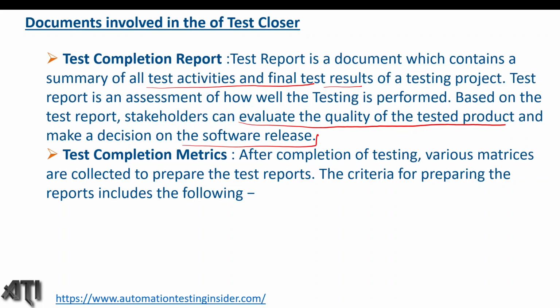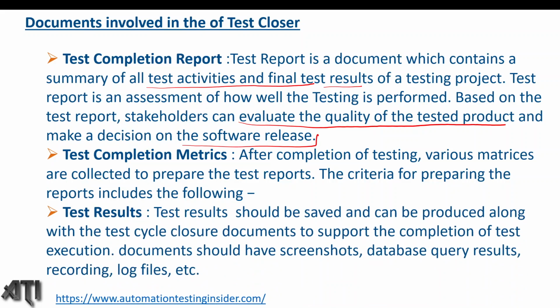Another document is the test completion matrix. After completion of testing, various metrics are collected to prepare the test reports. Different metrics like the number of test cases we have authored, the test coverage, the execution percentage, how many test cases we have executed, how many failed and passed, how many defects we have raised, and the defect rejection. All these different metrics which we prepare during the testing life cycle, we need to provide at the end of the cycle.